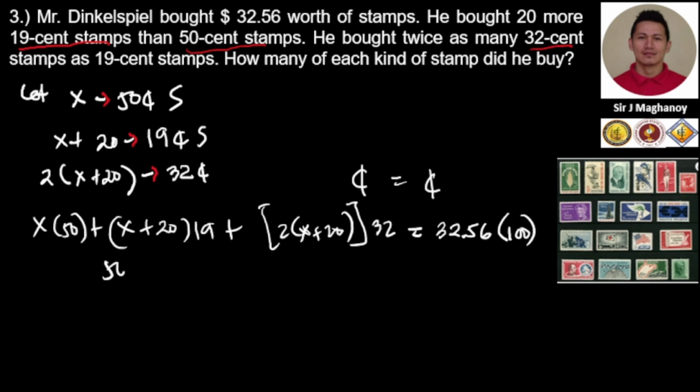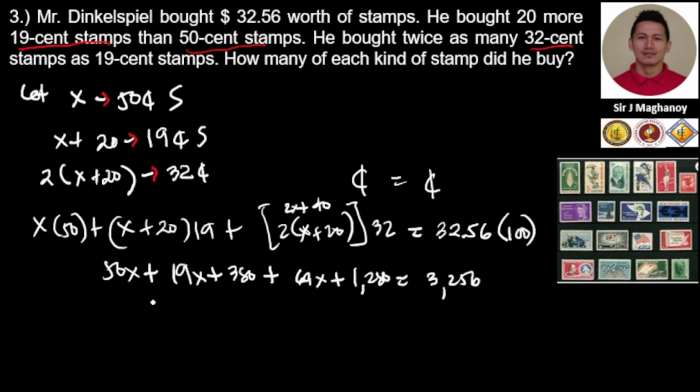It will become 50x plus 19x plus 380 here. That will become 2x plus 40, then 32, that is 64x plus 1280 is equal to, transposing, 3256.